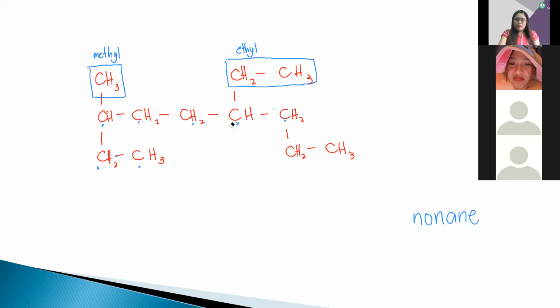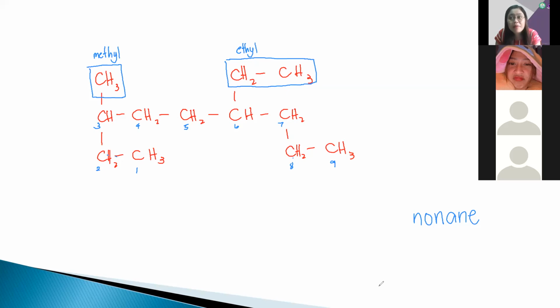Wait lang, let me delete all the things na hindi ko kailangan in numbering. Okay. So in numbering, if I start here, 1, 2, 3, at carbon number 3, may substituent na ako. If I start here, 1, 2, 3, 4, sa carbon number 4 pa ako mag-substituent. So this one is really my carbon number 1. Ayan. So, my substituents will be on carbon number 3 and carbon number 6.